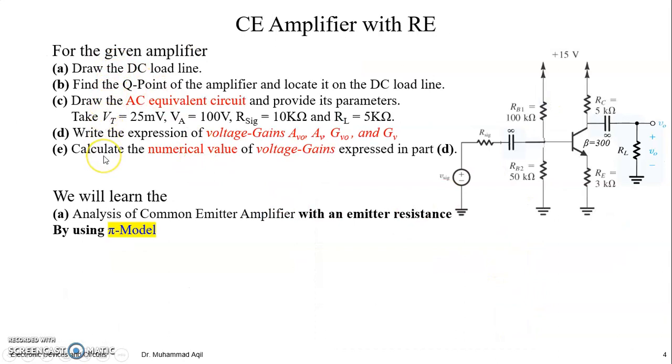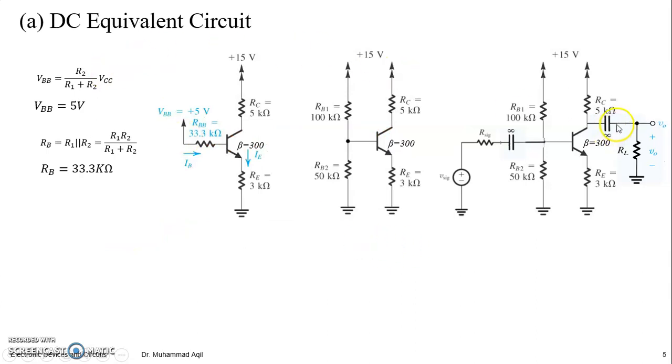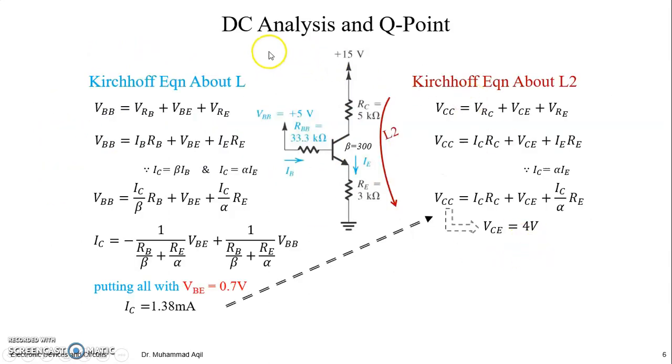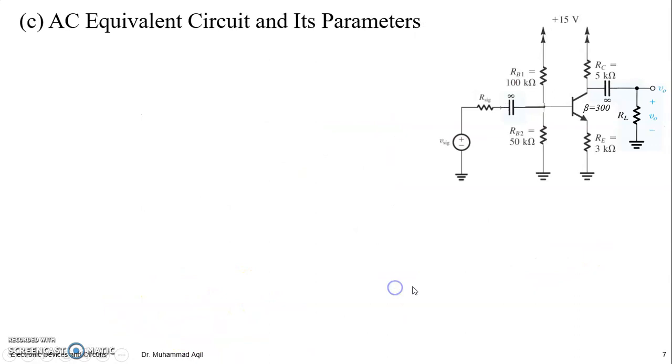Same problem statement as done previously with emitter resistance, but this time we are going to analyze it with the pi model. So this was the DC equivalent circuit. Open all the capacitors, you got this one, then Thevenized here, you got RB and VBB. This was the DC analysis and the Q point finding methodology. So this was your IC, this was your VCE. This is your Q point at the output load line, and at the input load line, you would have this Q point.